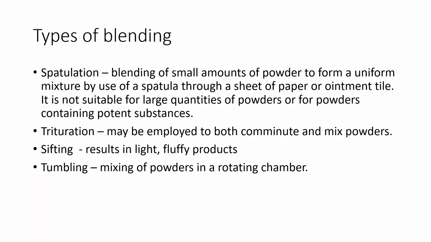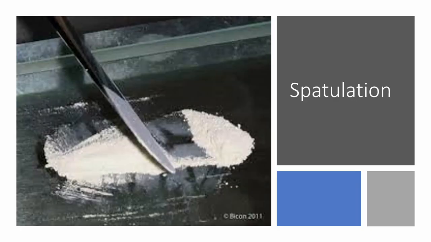We have different types of blending depending on what is available, how much you're going to blend, and what is the consistency of the blend you're going to make. So first we have spatulation. So when you have spatulation, you basically use a spatula. You blend small amounts of powder on a pill tile or on a piece of paper. You mix the two powders together using a spatula. You basically rub them together, cut them, and mix them using a spatula.